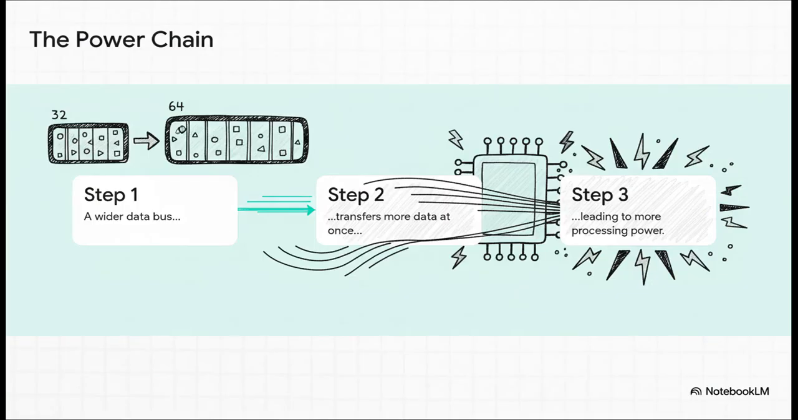Let's just trace that logic for a second. It's pretty straightforward. The wider the data bus is, think 64 lanes instead of 32, the more data it can transfer at once. And if you can transfer more data all at once, that leads to more processing power for the whole system. More lanes, more data, more power.